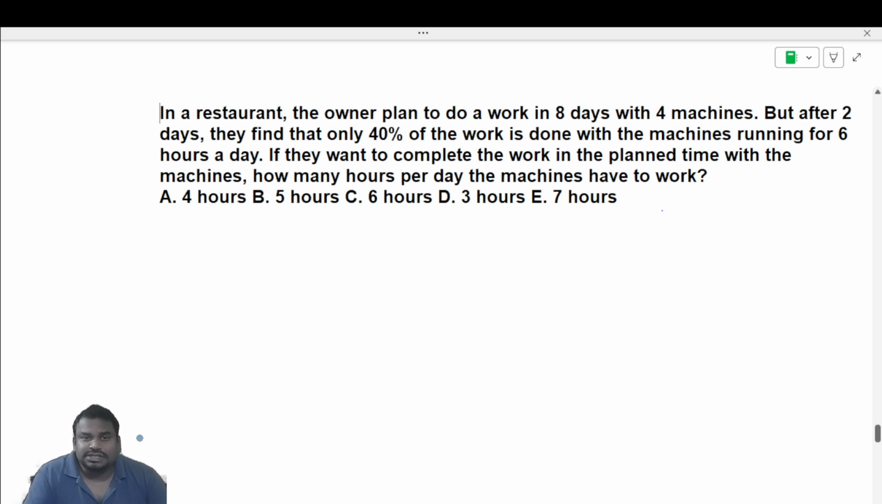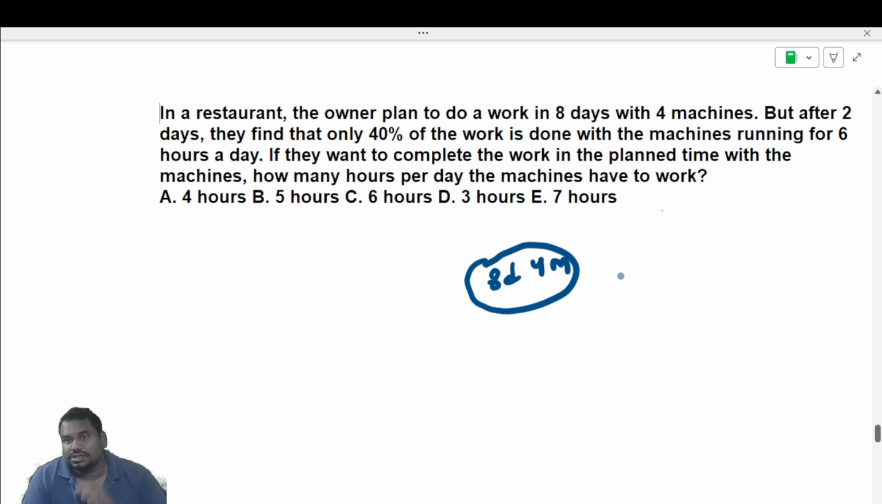Okay, so there is a restaurant. In this, the owner plans to do the work in 8 days with 4 machines. The work should be done in 8 days with 4 machines. But after 2 days, what happened?